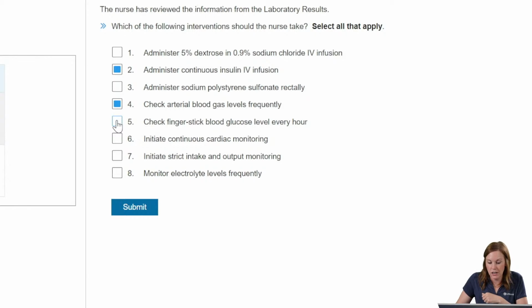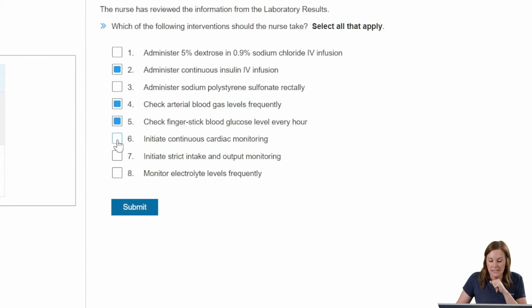We're definitely going to have to check our finger stick blood glucose level every hour. That's part of the protocol whenever we give IV insulin. We know the whole point of insulin is to bring our blood glucose level down, but we don't want it to go down too low where we become hypoglycemic. So we want to check it every hour, and that's also going to indicate how we need to titrate that drip for that client as well.